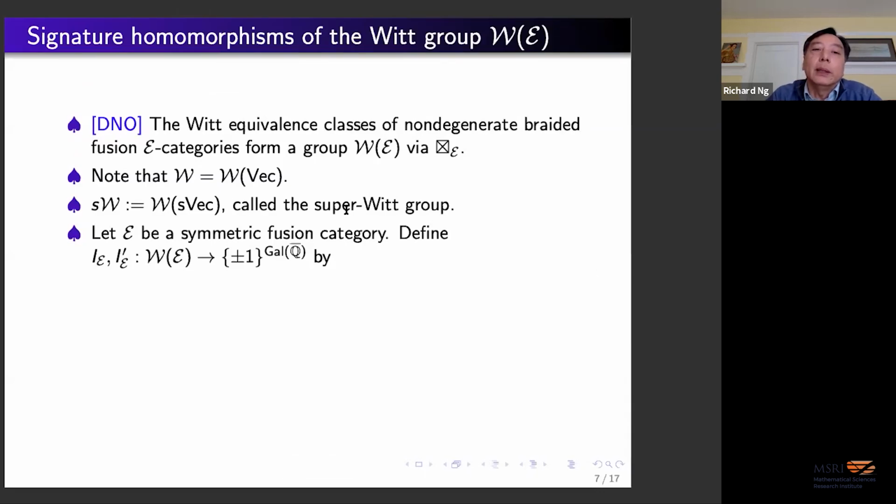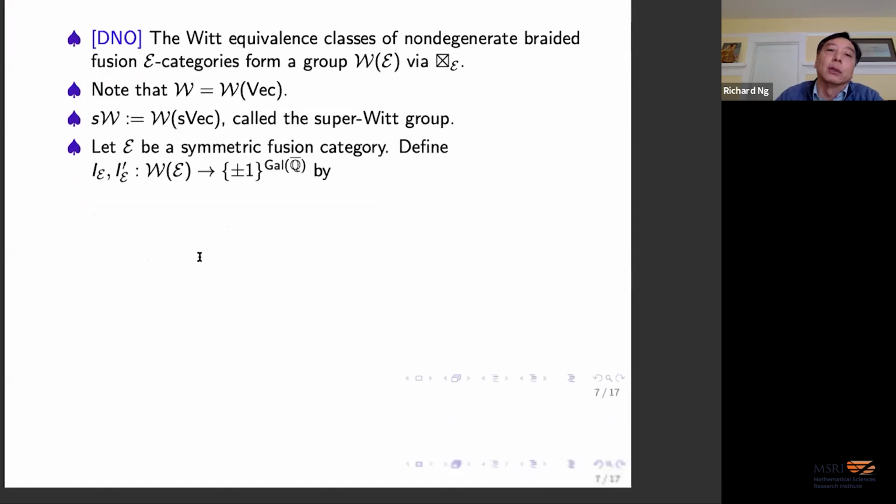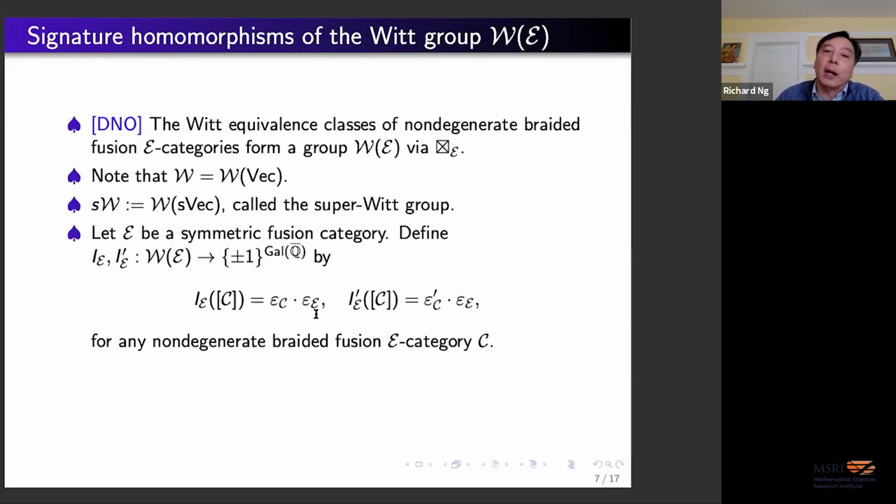So now I can define the signature for this braided fusion epsilon category. Instead of using epsilon again, because I need to adjust it, I define two versions of it. One is given by the Frobenius-Schur spherical dimension, the other one is given by the global dimension. Namely, you have to adjust the factor of epsilon. So for I epsilon C, I need to define it as the signature of C times the signature of epsilon.